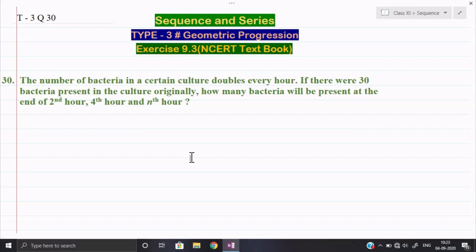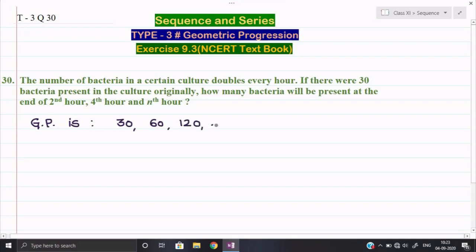Okay, first of all, we shall create a sequence, because we need to get the GP clearly, then only we can find out the value over here. So we can say that the given GP is, okay, what is the GP? Initially how many bacteria are given? 30. Then it will become 60, then it will become 120, and hence it will go in the same manner.